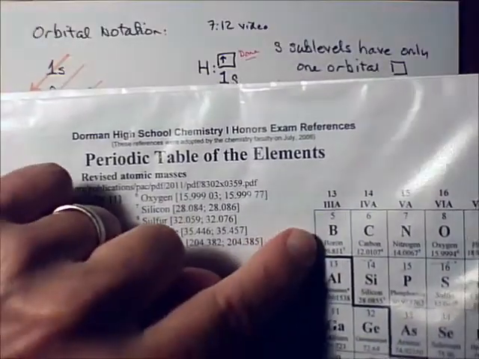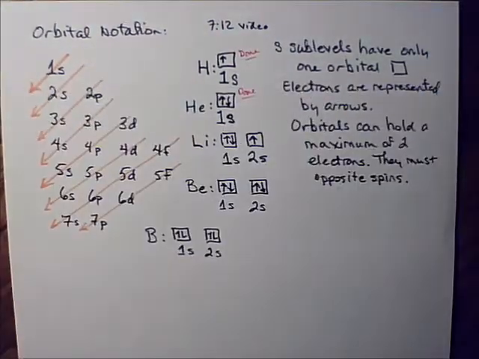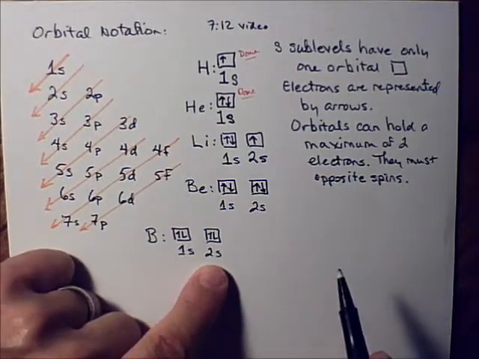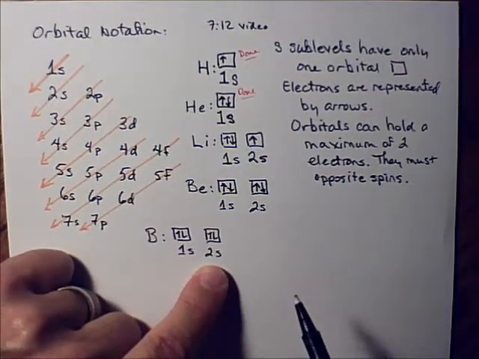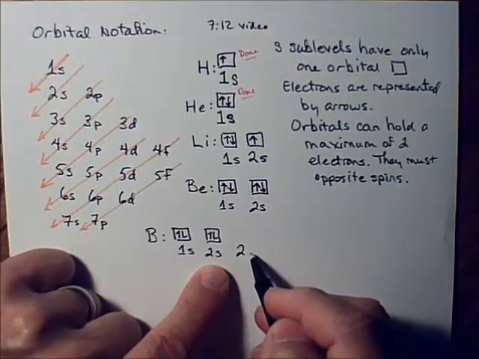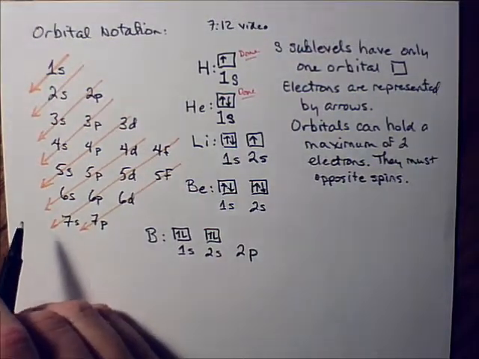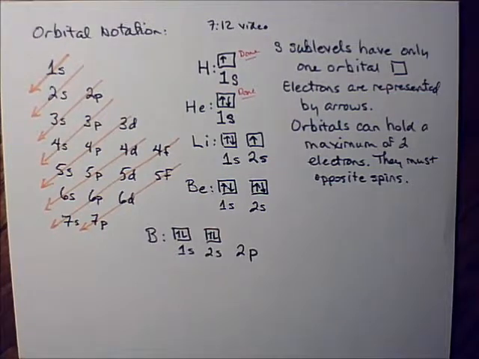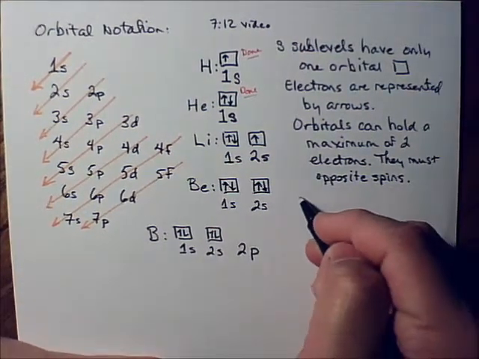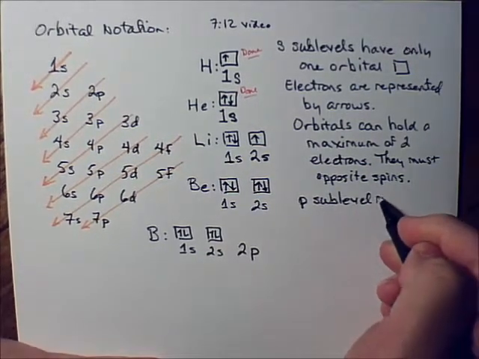Then because boron is in the p sublevel region and in the second period, that means we're going to be putting new electrons in 2p. All right? Second row is 2. P is the orbital region. Okay? All right, now, the p suborbital region doesn't have just one orbital. Yes?